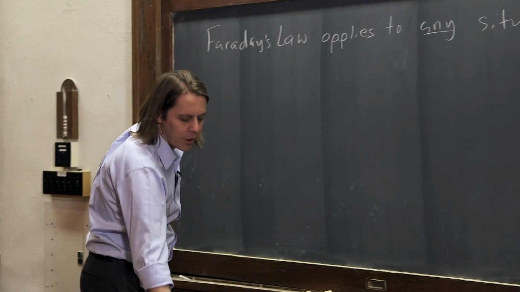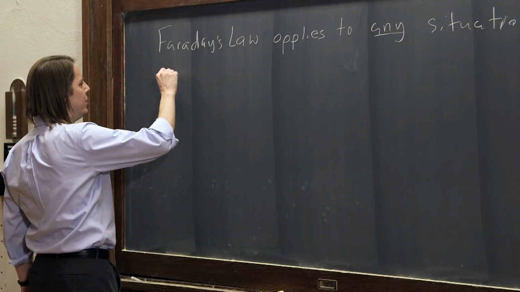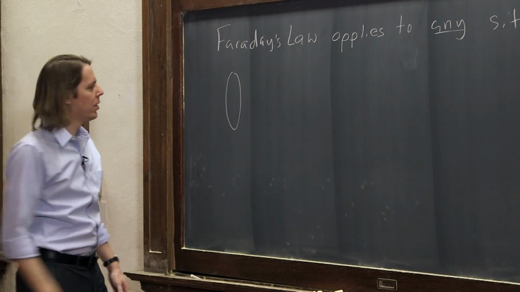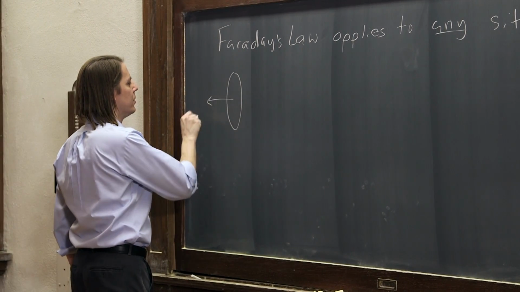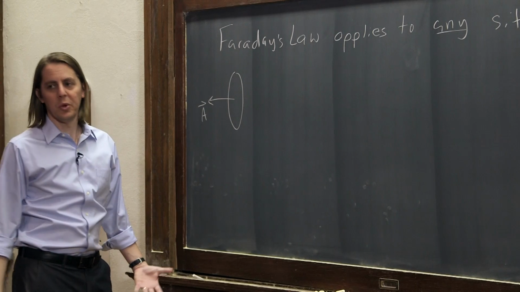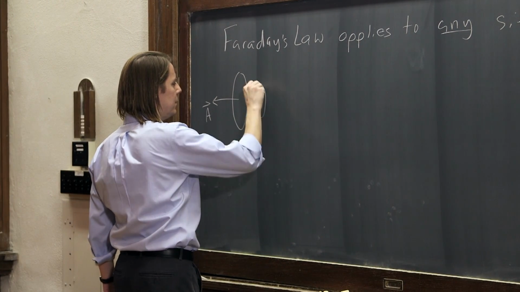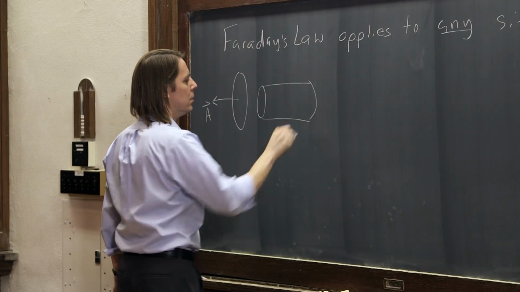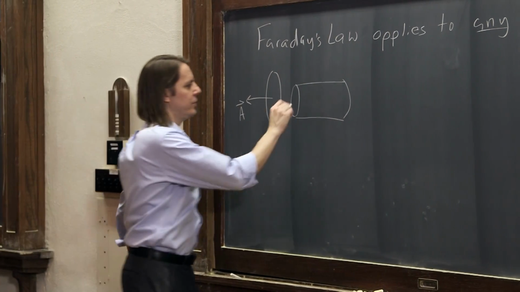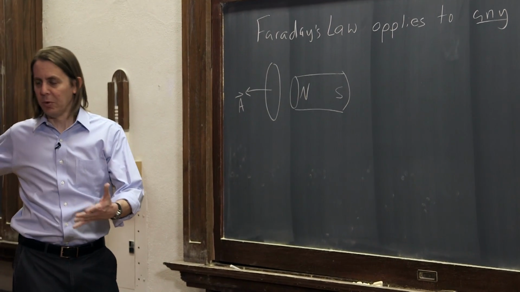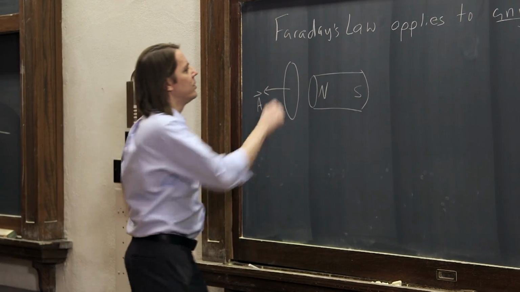So first I'll just draw a loop of wire, and it has to have an area vector. We have to decide which way is positive, basically. And then behind it, I'll draw a bar magnet like that, where this is the North Pole and this is the South Pole. This is similar to the demo we did, where we were pushing a magnet through a bunch of coils.